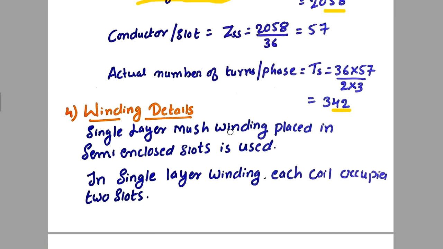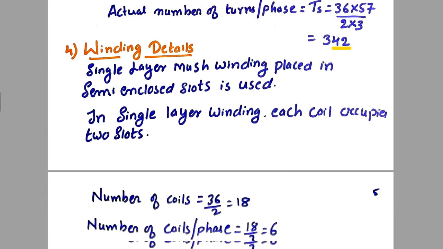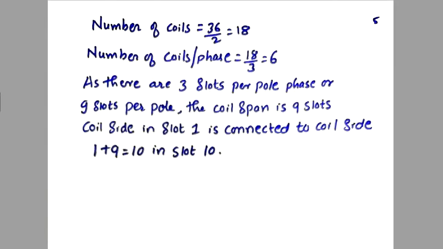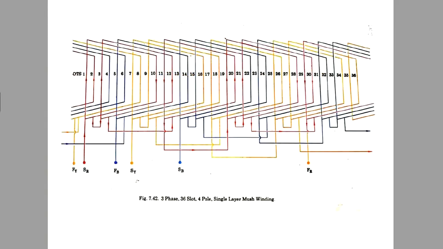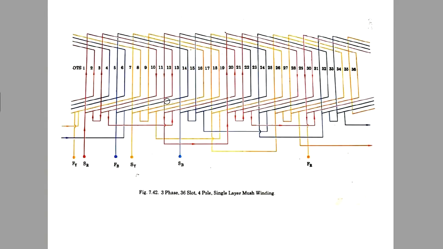Now coming to the winding details. A single layer mesh winding placed in semi-closed slots is used. What does mesh winding mean? Usually this is used for low voltage machines. Usually there is one large conductor and one small conductor.